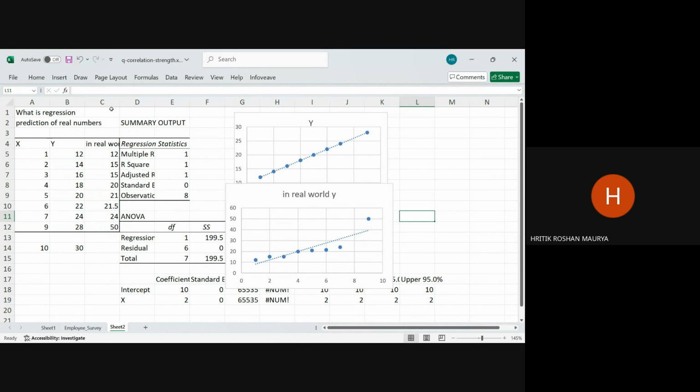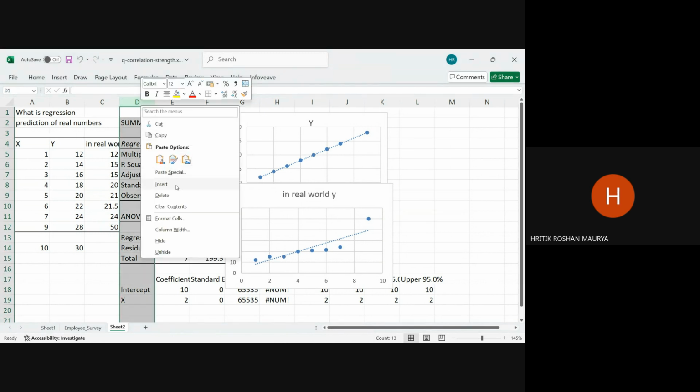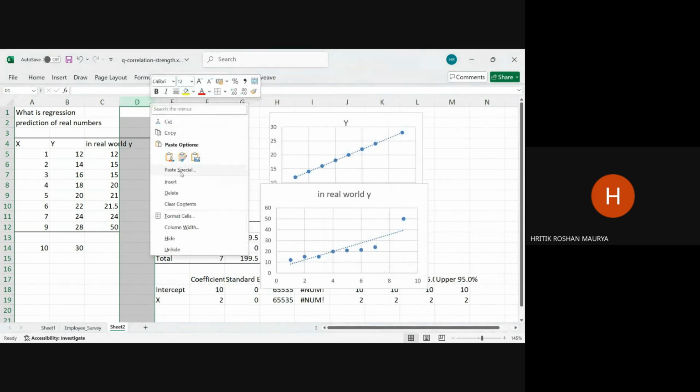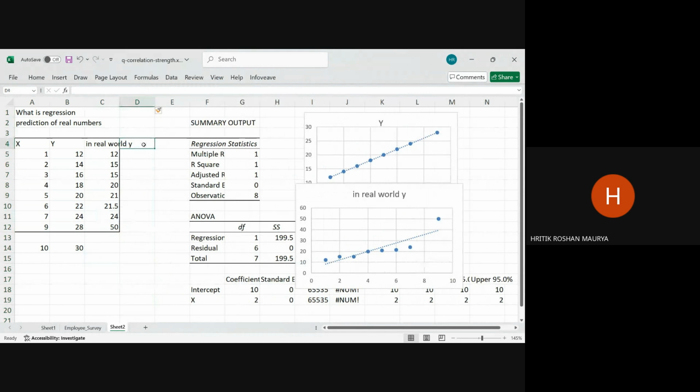What is the value of noise? This noise is the difference between the actual value minus the predicted or ideal value. Sorry for the spelling mistake, but I hope you understand the point. This is the real value minus this value. So this is some noisiness.